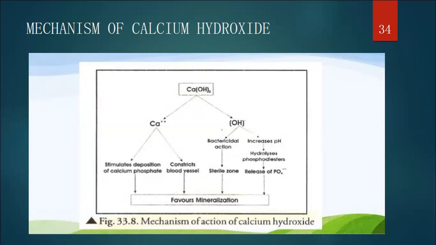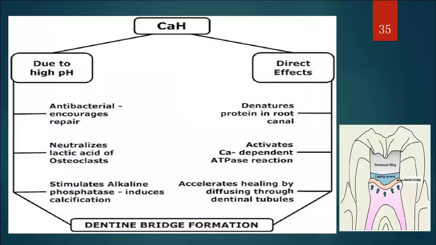Calcium ions stimulate deposition of calcium phosphate and constrict the blood vessels, while hydroxyl ions show the bactericidal action, which in turn creates the sterile zone. Also, the hydroxyl ion increases the pH, which hydrolyzes the phosphodiesters, which releases PO4, and all these combined favor mineralization.